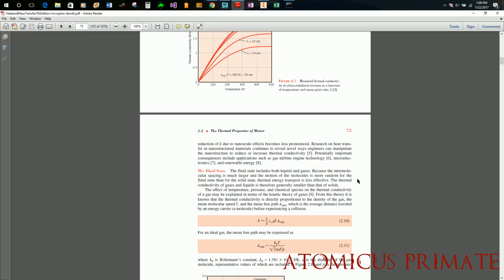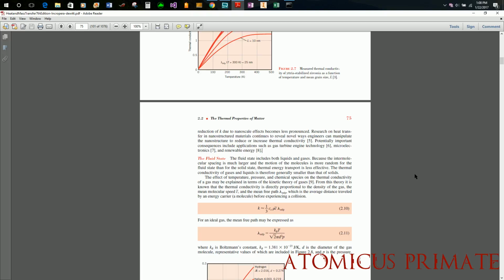8. The fluid state. The fluid state includes both liquids and gases. Both the intermolecular spacing is much larger and the motion of the molecules is more random for a fluid state than for the solid state. Thermal energy transport is less effective. The thermal conductivity of gases and liquids is therefore generally smaller than that of solids.